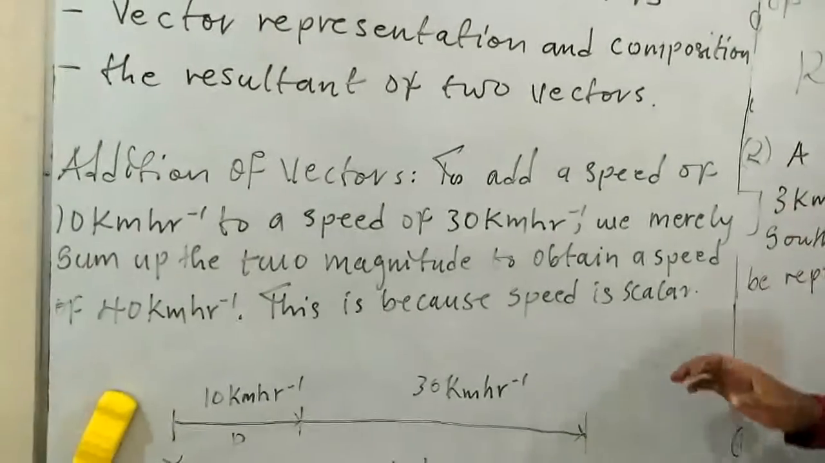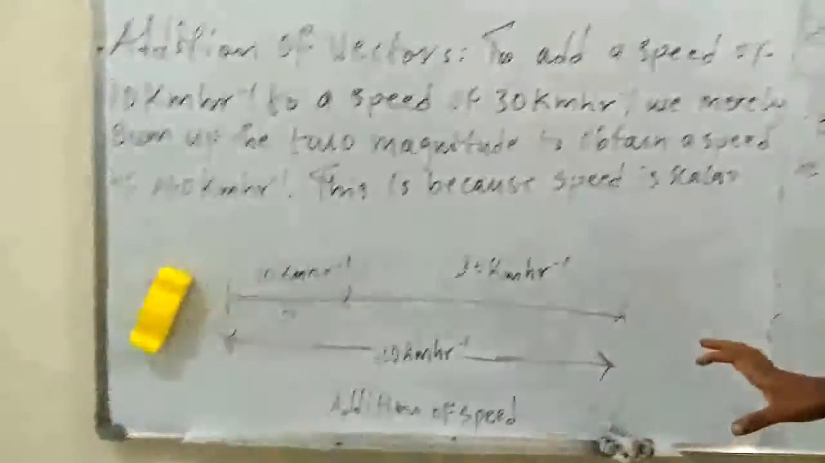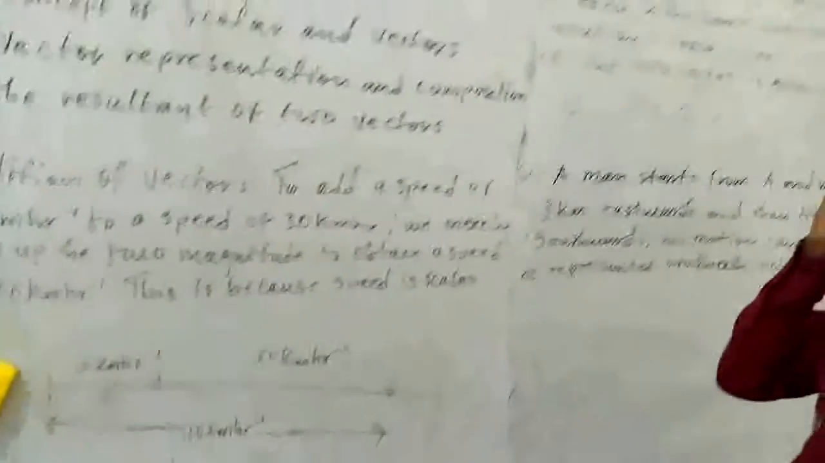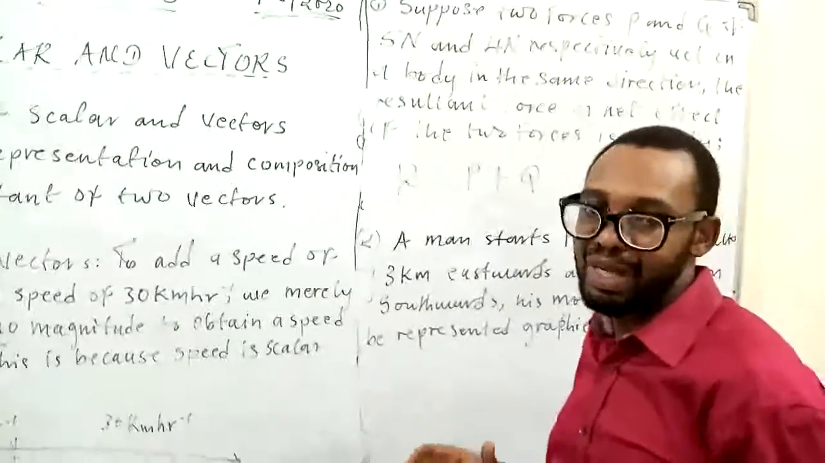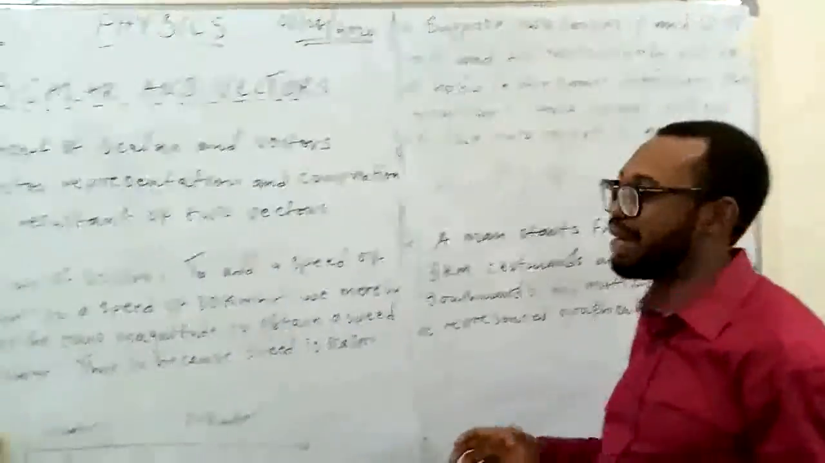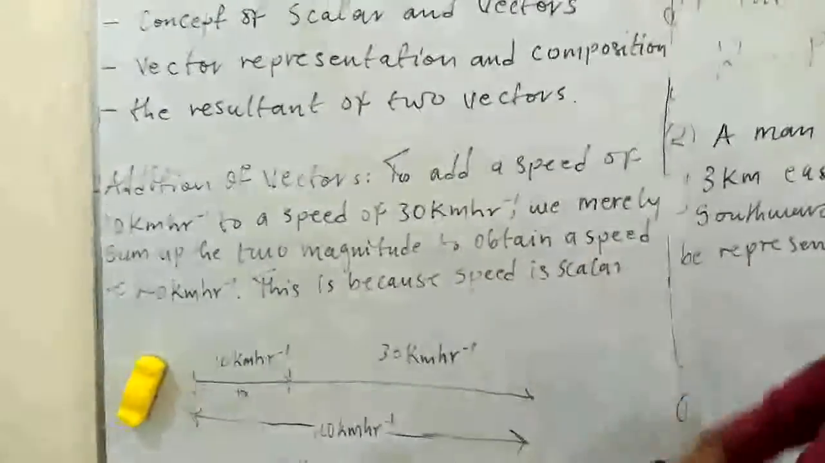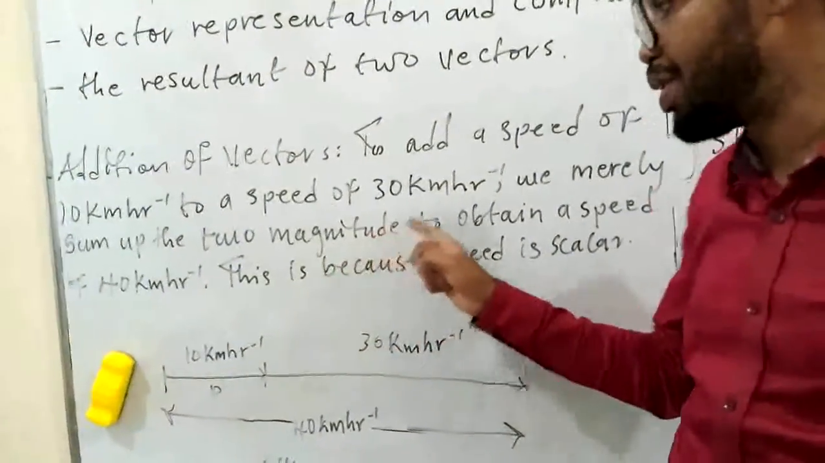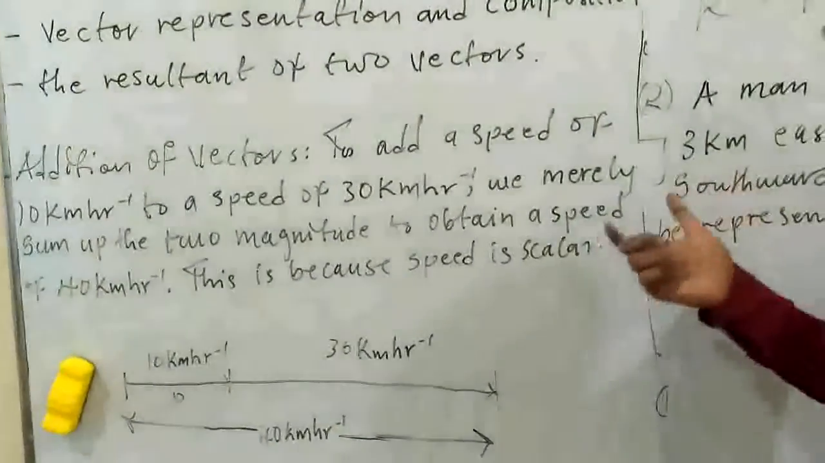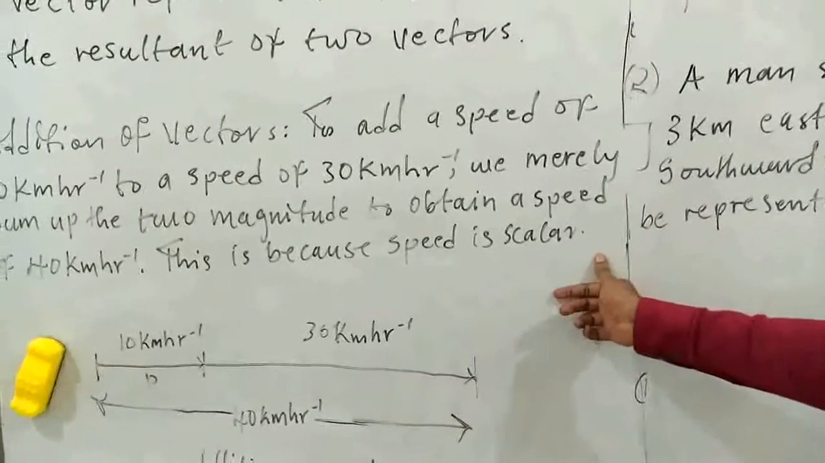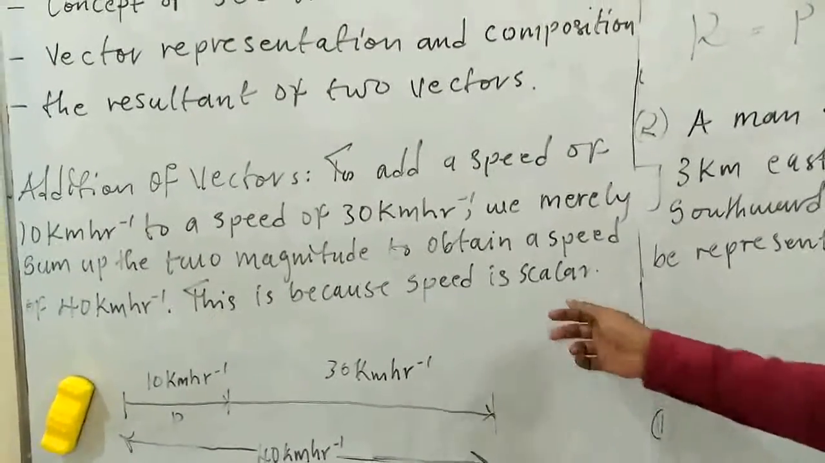Now, representing vectors is not the only thing you are supposed to know. After representing vectors, what does it mean when you add vectors? How do you add the vectors? That is what we're going to look at briefly in this segment. As an addition of vectors, to add a speed of 10 kilometers per hour to a speed of 30 kilometers per hour, we merely sum up the two magnitudes to obtain a speed of 40 kilometers per hour. This is because speed is scalar.